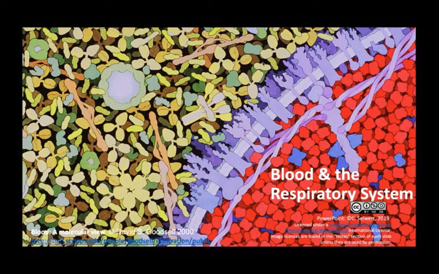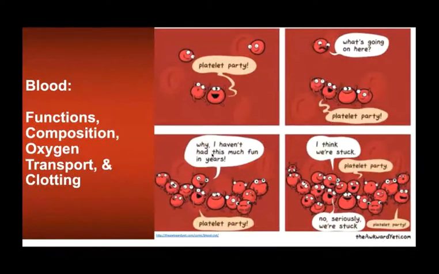The rest of the screen represents plasma, which is the ground substance of blood. So we're going to talk about the functions of blood, what blood is made of, how oxygen and actually carbon dioxide are transported, and then a little bit about blood clotting, which involves platelets, hence the dorky science joke.